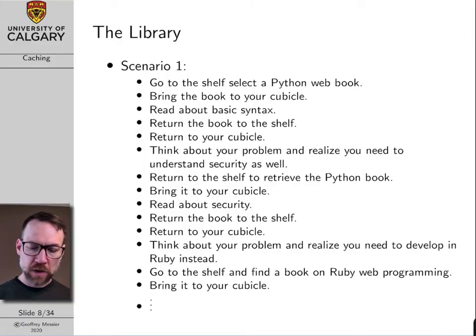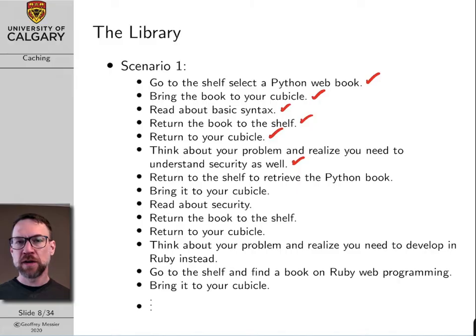The first thing we do is go to the shelf and find a book on using Python to write web apps. And we bring the book back to the cubicle that you're using in the library. You open up the book, you read about some basic syntax, then you close the book, return the book to the shelf, then come back to your cubicle, and think about what you've read. And then after thinking about it, you're like, I should probably find out how secure Python is, or the security capabilities of programming in Python.